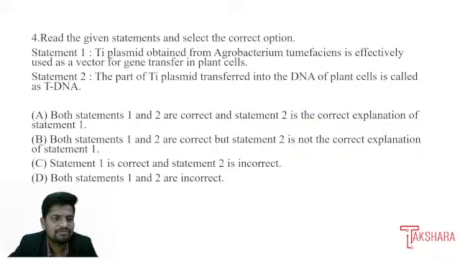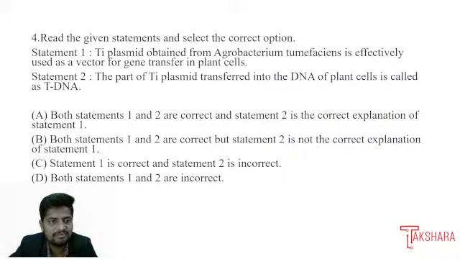Next, question number 4. Read the given statements and select the correct options. Statement 1: TI plasmid, the tumor inducing plasmid obtained from Agrobacterium tumefaciens, is effectively used as a vector for gene transfer in plant cells. Statement 2: the part of TI plasmid transformed into the DNA of the plant cells is called the tDNA.